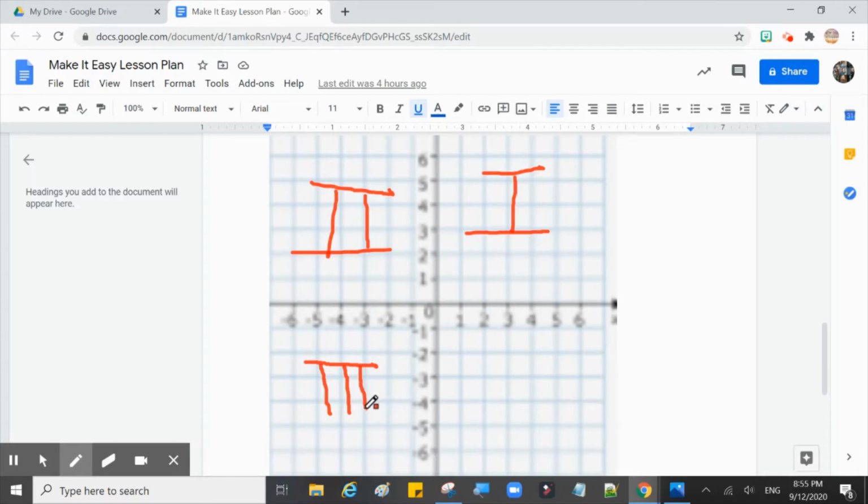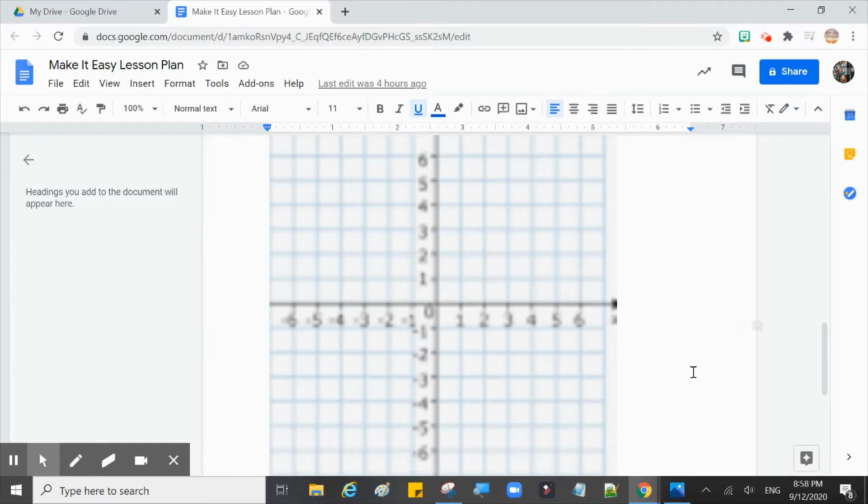So this one is quadrant 3, and then this one is quadrant 4. Now these numbers don't look too good, but that's okay. So all you got to remember: quadrant 1, quadrant 2, quadrant 3, and quadrant 4.